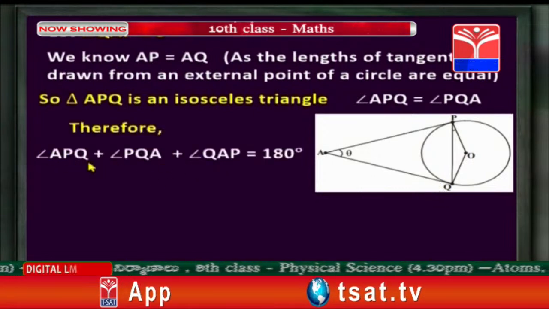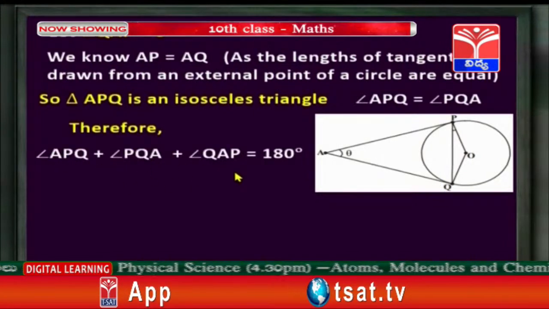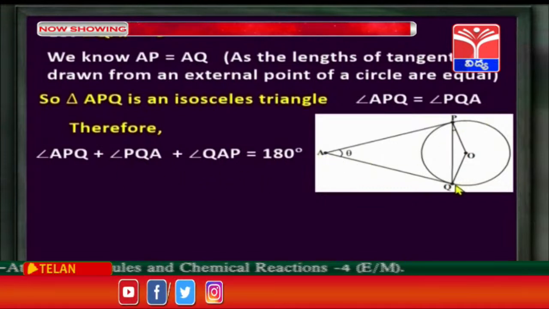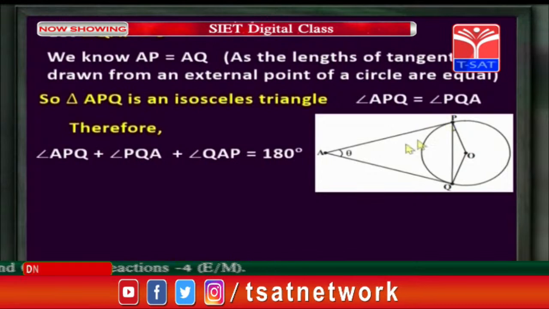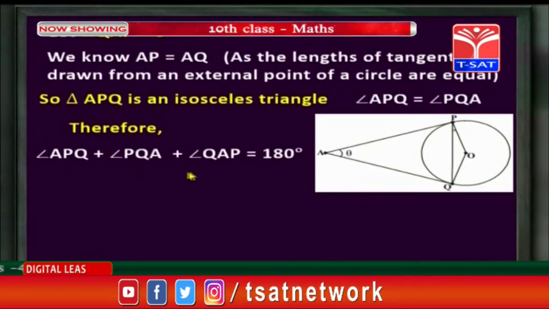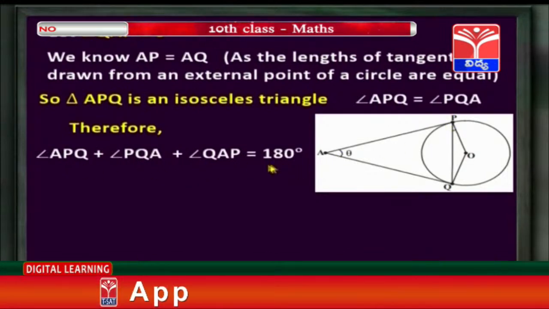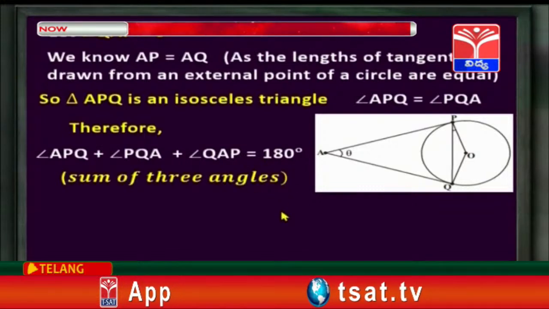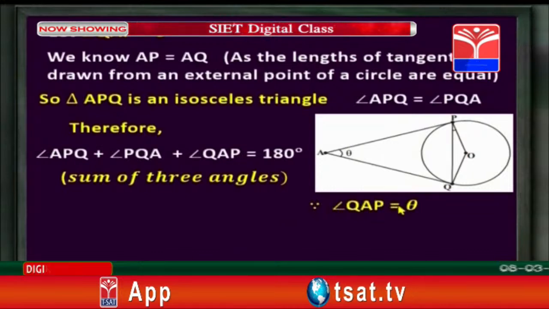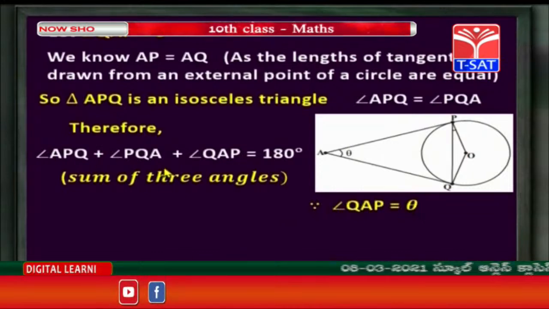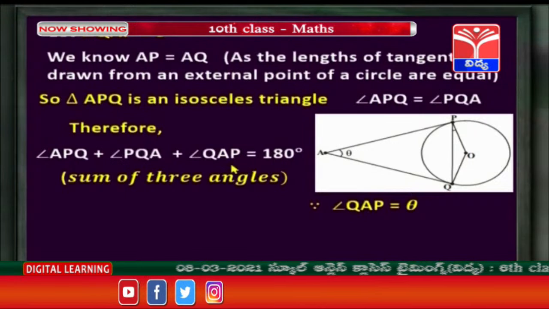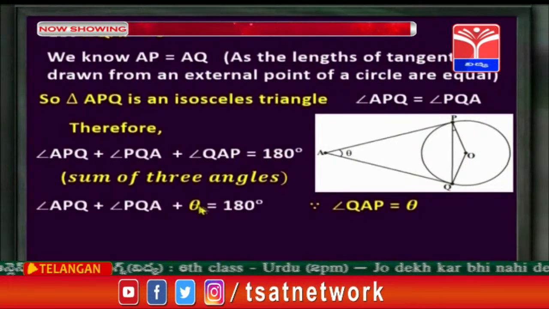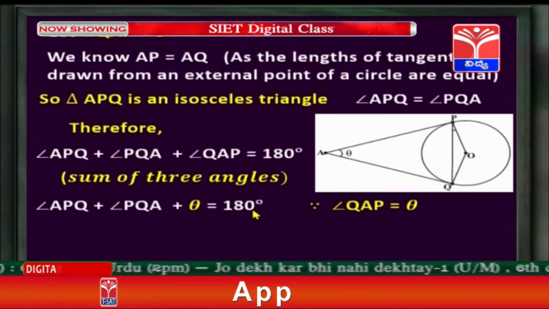Therefore, we know one theorem. What is that? The sum of angles in a triangle is always 180 degrees. So, APQ is a triangle where the sum of angles APQ plus PQA plus QAP is equal to 180 degrees. The sum of three angles is always 180 degrees in a triangle. Now, angle QAP is equal to theta. I have supposed it. So, substituting angle QAP as theta, it becomes APQ plus PQA plus theta is equal to 180 degrees.